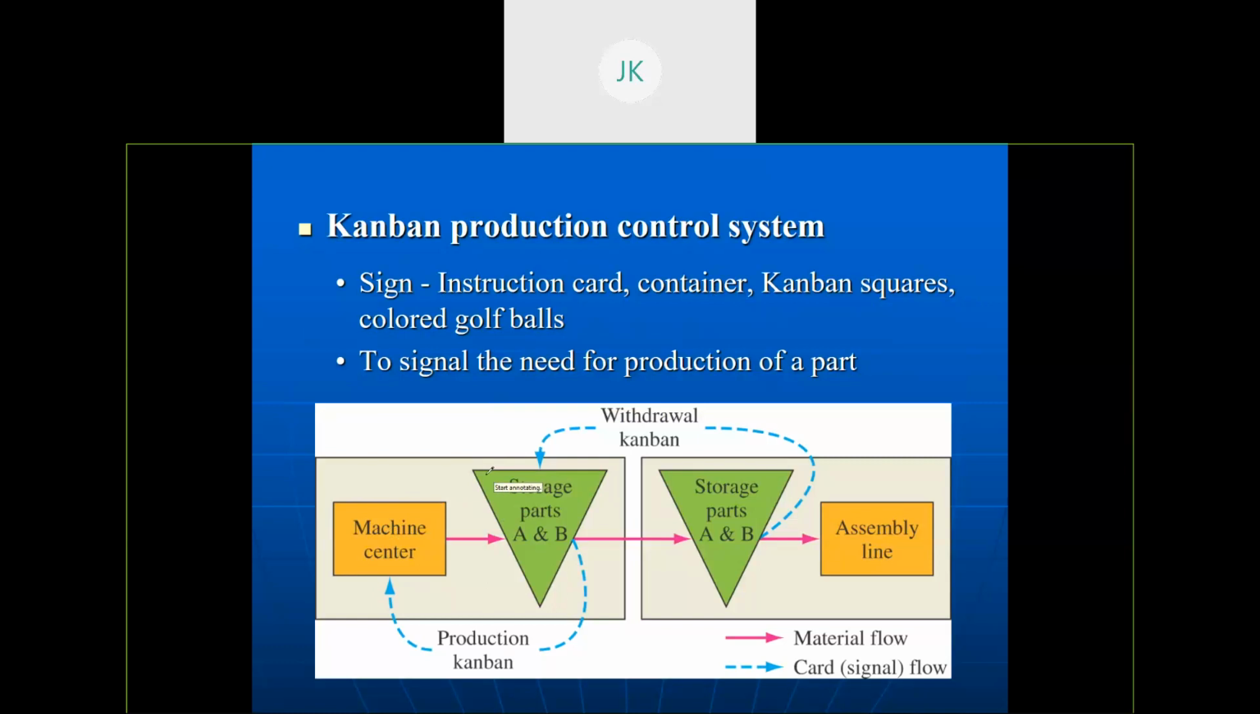So if this system uses two Kanban containers like this, 1, 2, then when this one starts, the part goes to the Kanban container, and this one here, downstream, uses this part. Then when it's empty, maybe there is a sensor, then it sends the signal: I need a part. Then this one is filled.